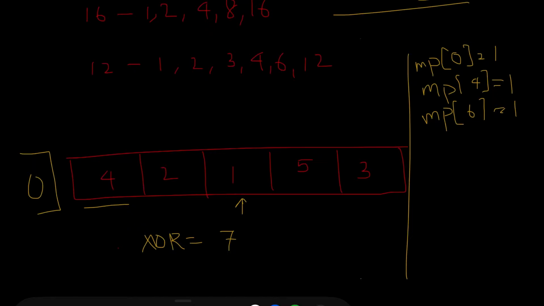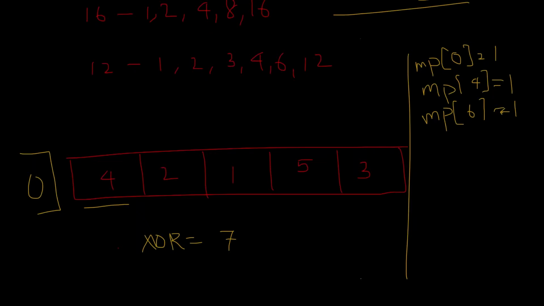Then we'll check for MP of 7 XOR 4. 7 XOR 4 will give us 3. So again, it doesn't exist. And then MP of 7 XOR 9 will be something invalid, I guess. Yeah, it means bigger than our required thing, so that doesn't exist.